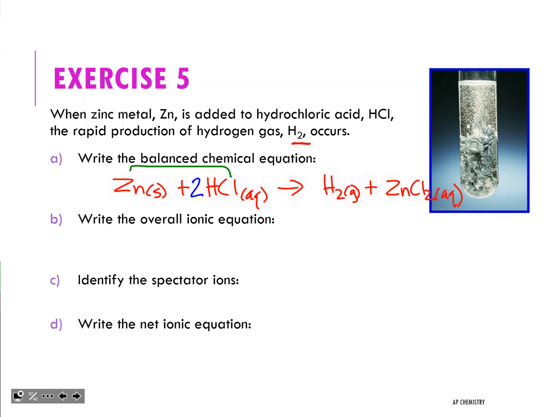All right, so for the overall ionic equation, or complete ionic equation, there's only 2 things that we have to break apart up here into ions. Which 2 have to be broken apart into ions? These 2 have to be broken up into ions, okay? The zinc is a solid. Anything that's not AQ just stays what it is, so keep the zinc solid here.